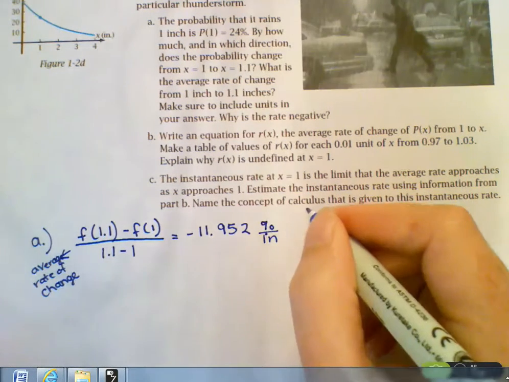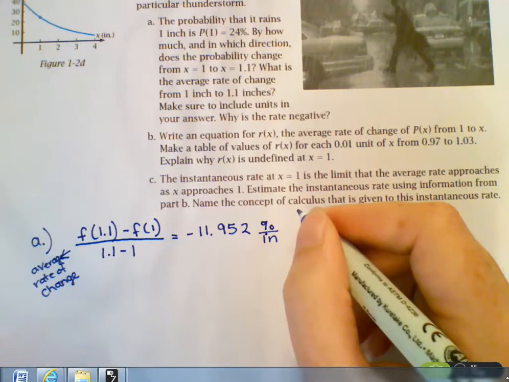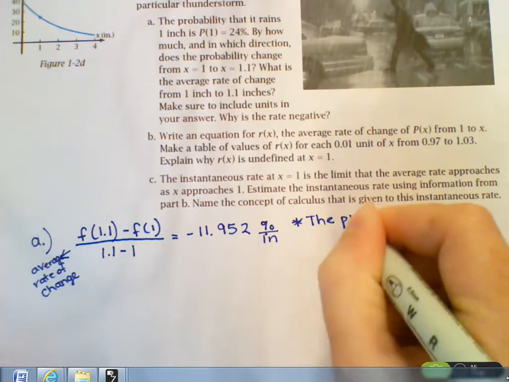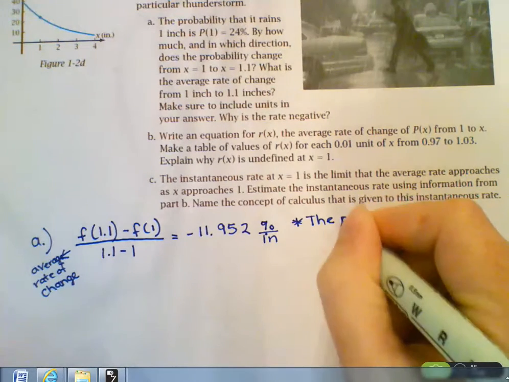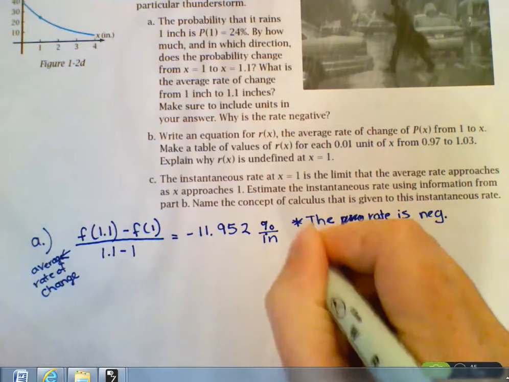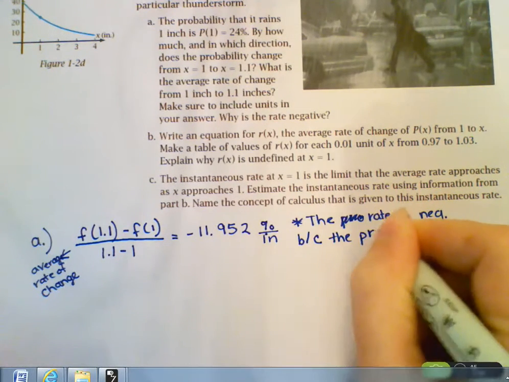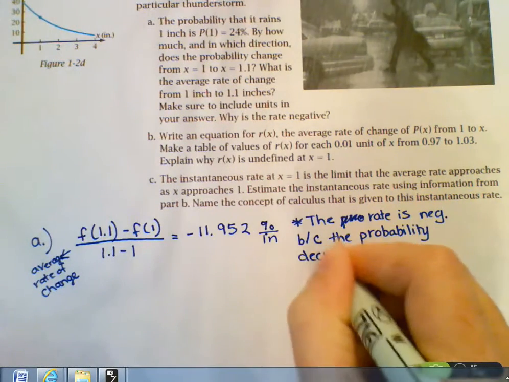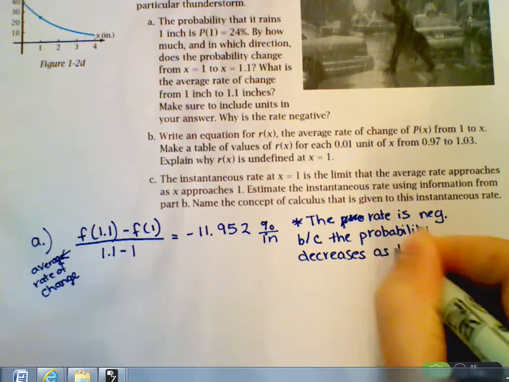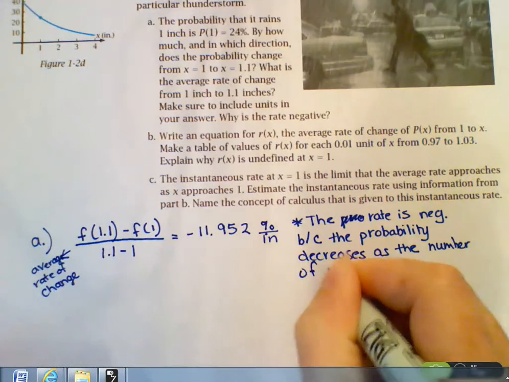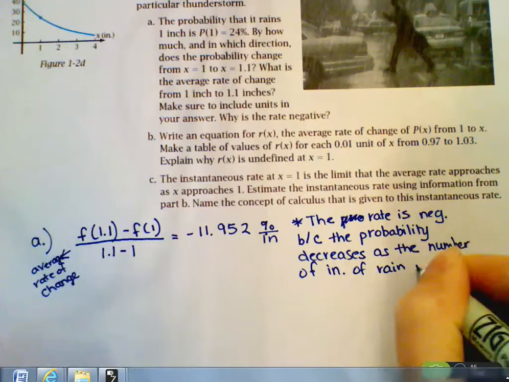It also asks, why is the rate negative? Basically, the rate is negative because the probability decreases as the number of inches of rain increases. So I'm going to put that on the side over here: the rate is negative because the probability decreases as the number of inches of rain increases.